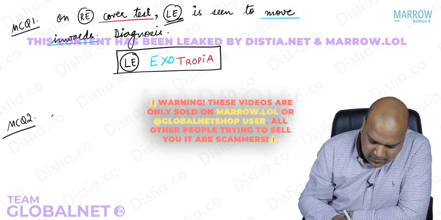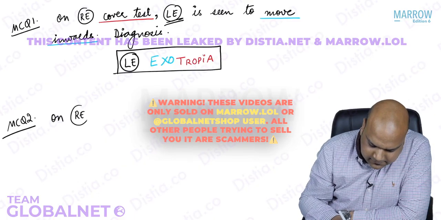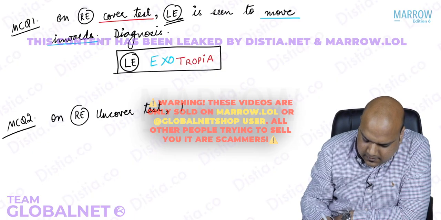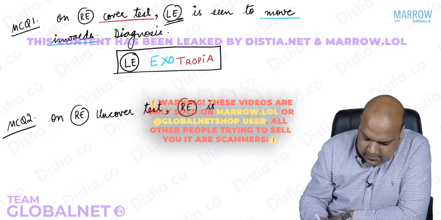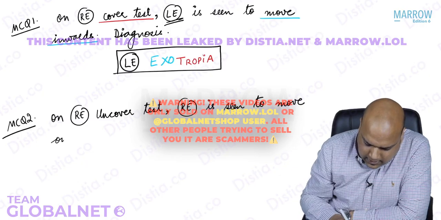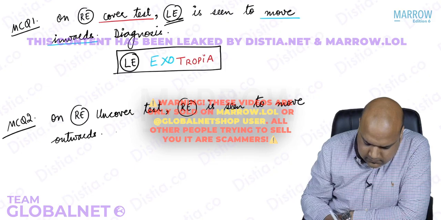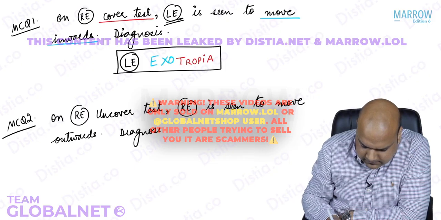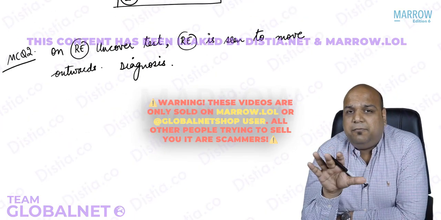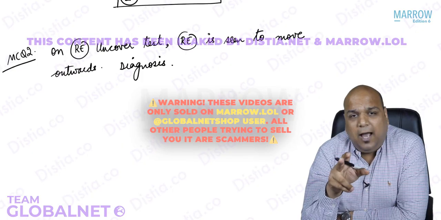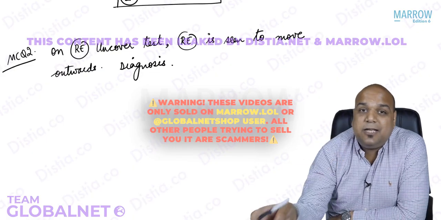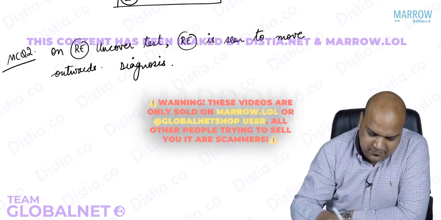MCQ number 2. On right eye uncover test, right eye is seen to move outwards. What is your diagnosis? Okay. Let's take 15 seconds. Let's try to answer this. I know the answer is very simple. I know all of you know the answers. Let's just try to calculate it. These are the kind of MCQs that will come, everybody. Let's try to answer this question.